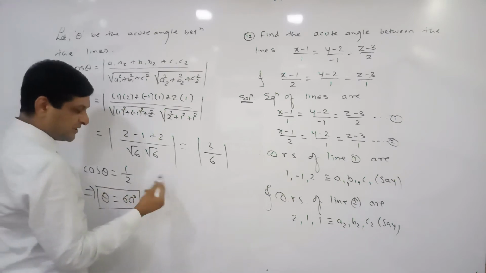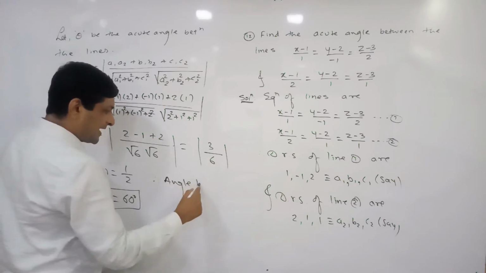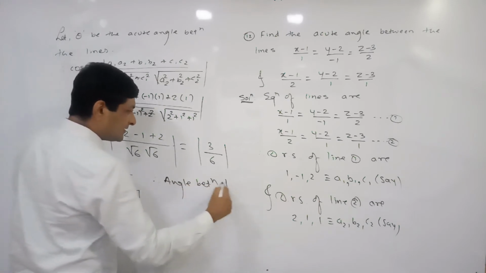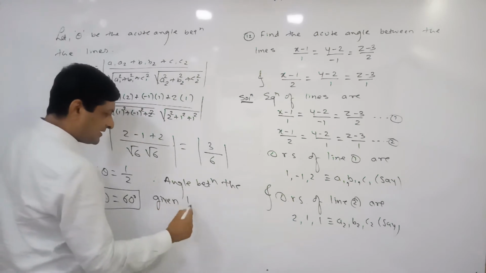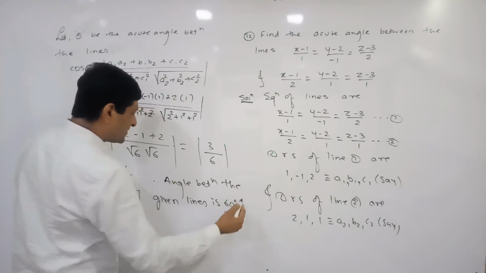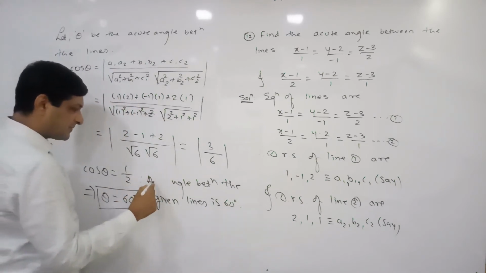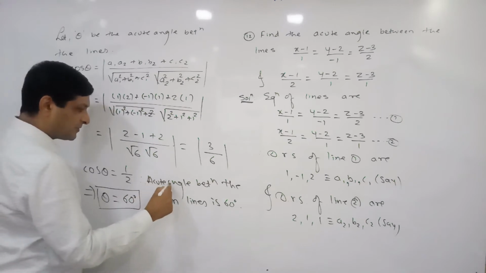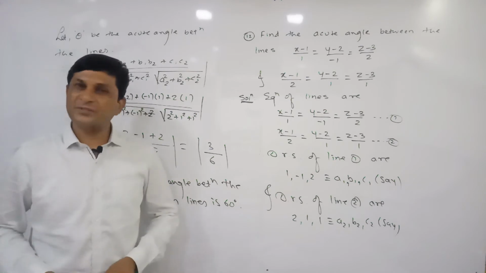So we can say that, therefore, the angle between the given lines is how much? 60 degrees. Or we can say that the acute angle between the given lines is how much? 60 degrees.